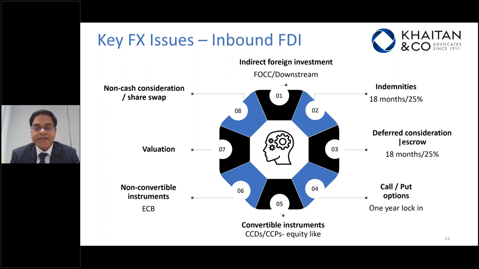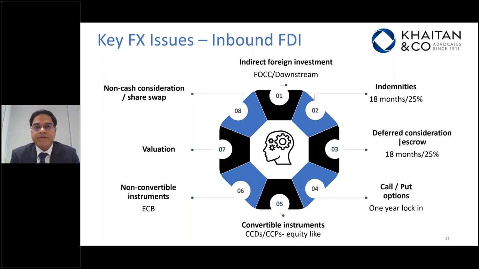Now, if that Indian entity which makes the downstream investment is foreign owned and controlled, then any such investment by such Indian entity would be categorized as a downstream investment. And for that, we have to refer to Regulation 23 of the Non-Debt Instrument Rules to make sure that you are complying with the conditions which are provided therein.